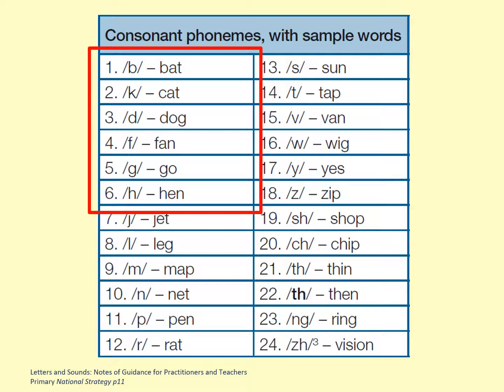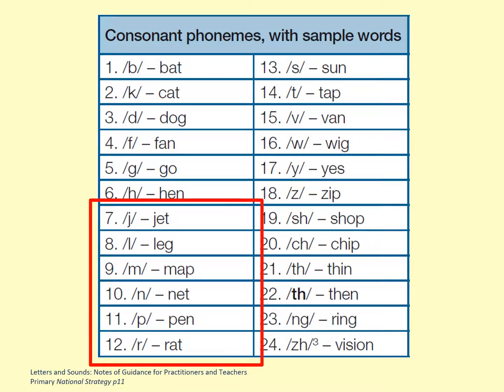As you said b, your lips will have come together. K, your tongue will have gone to the top of your mouth. D, your tongue will have gone behind your teeth. F, your top teeth will press against your bottom lip. G, your tongue will curve up at the back of your mouth, and there, your tongue is right at the back, making that sound there. The next set.